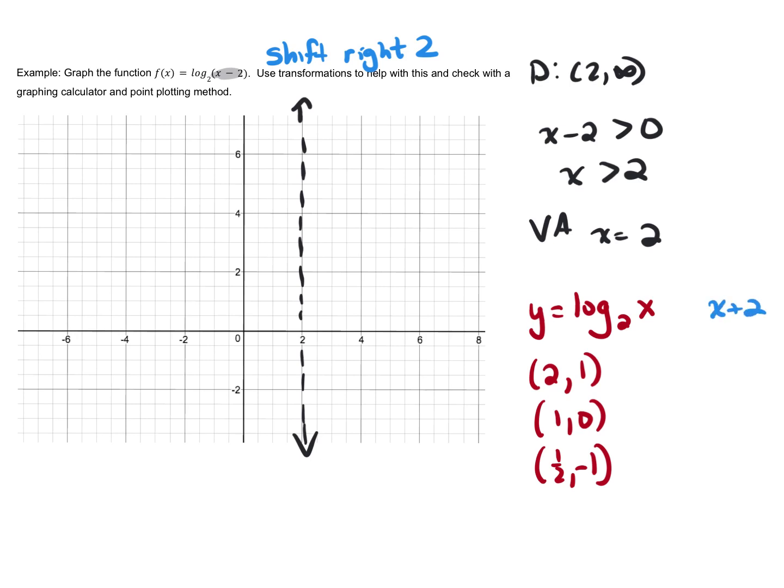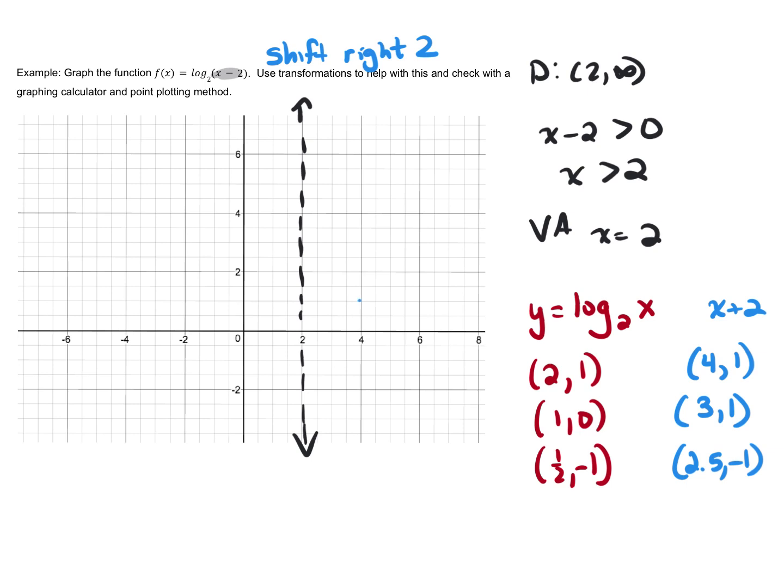Now, could I add a y rule? Could I have a 2 out here and multiply by 2? Can I add a 3 at the end? I certainly could have, but in this case, the y's don't change. So if I add 2 to all the x's, I'll get 4, 1, 5, 0, not 5, 0, that's not right. It would be plus 2, so it's 3, 1, and then 2.5, -1.